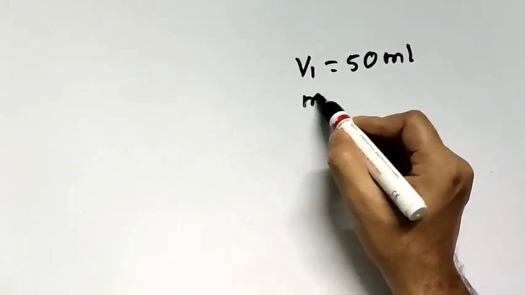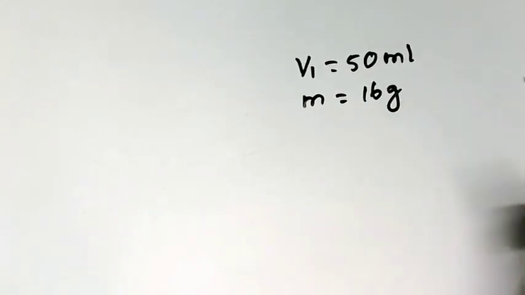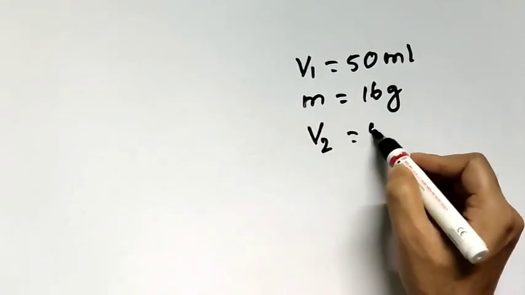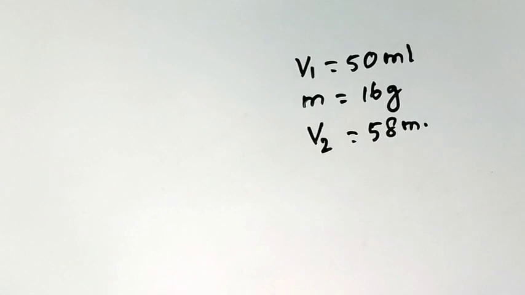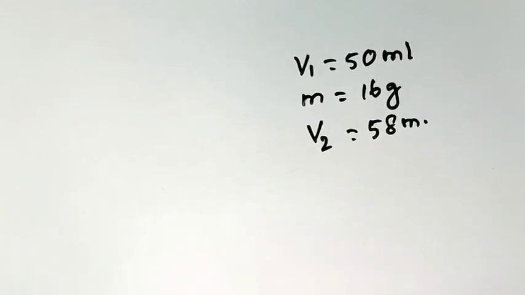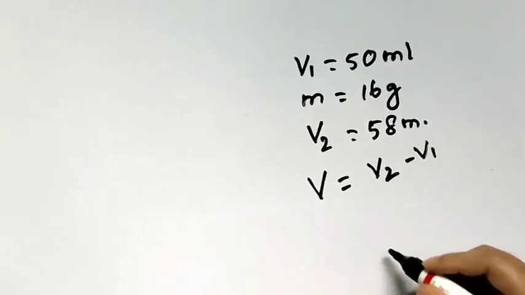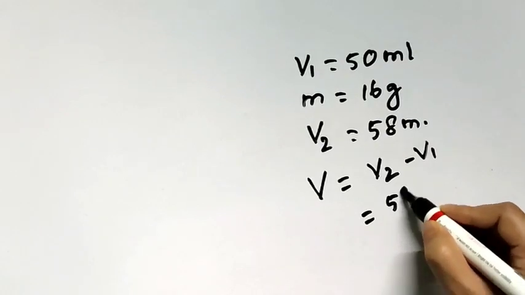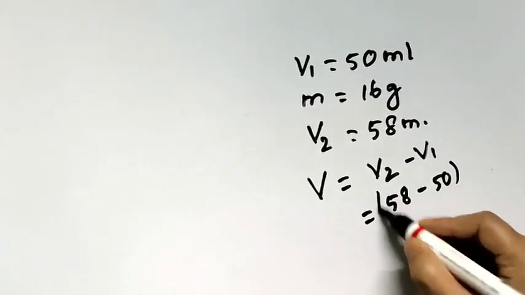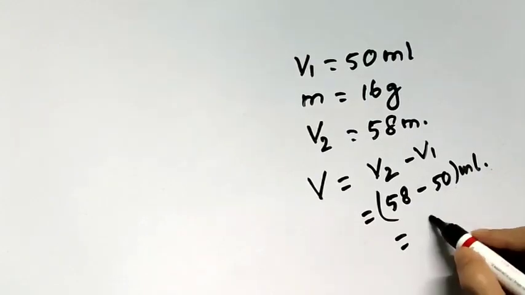Now what is the mass? Mass is 16 gram. Okay, there is a mistake, it would be in gram. The solid of 16 gram is then lowered into the cylinder. The water level rises up to 58 ml. That means our final volume becomes 58 ml. Okay, so as we have learned earlier, the volume is the final volume minus the initial volume, right? So the V becomes 58 minus 50 ml, which is 8 ml.